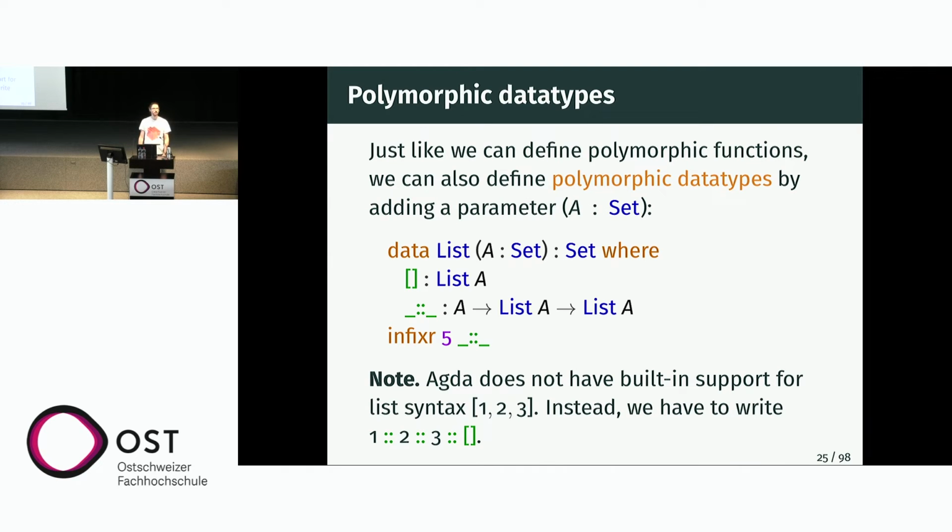Okay. So just as we can define polymorphic functions, we can define polymorphic data types by parameterizing them over something of type Set. So for example, here's the list type. You have the empty list, and we have the list cons, which uses the double colon and takes an argument of type A and a tail. And there's a new list. Unfortunately, there's no built-in support for list syntax in Agda, so you have to write the lists in the ugly style with double colons in between. You get used to it.